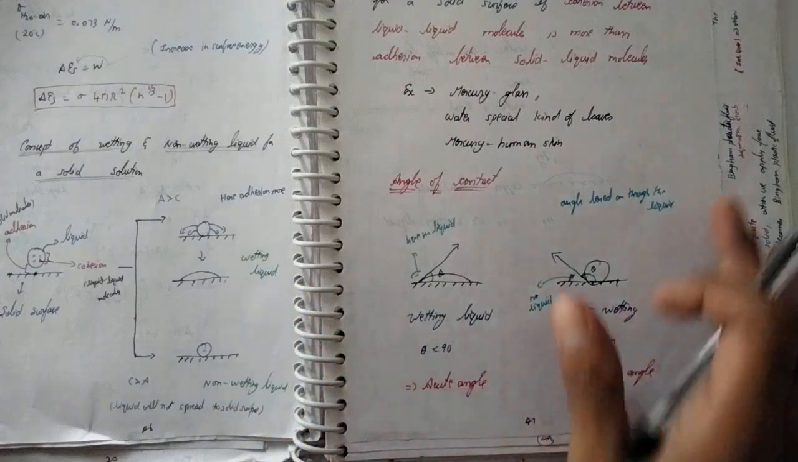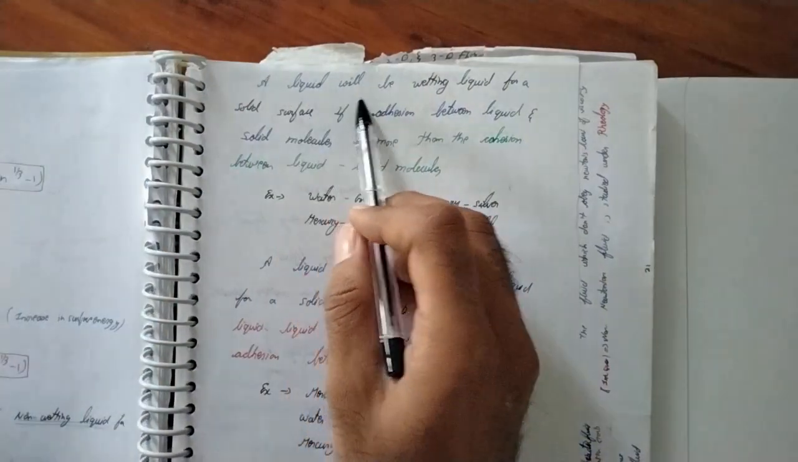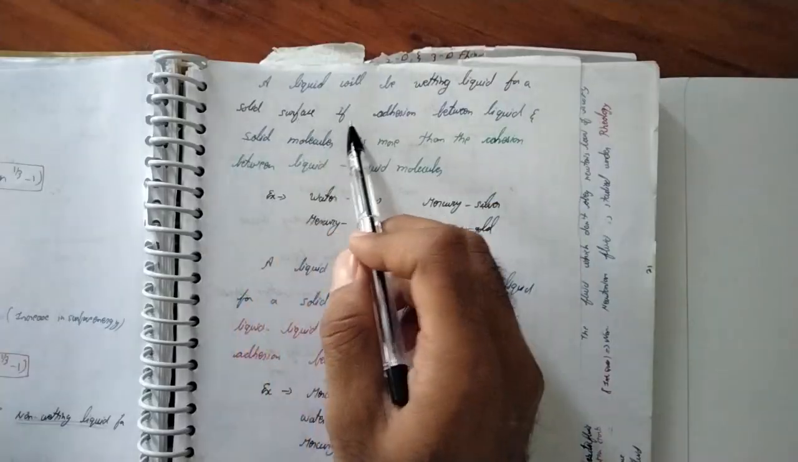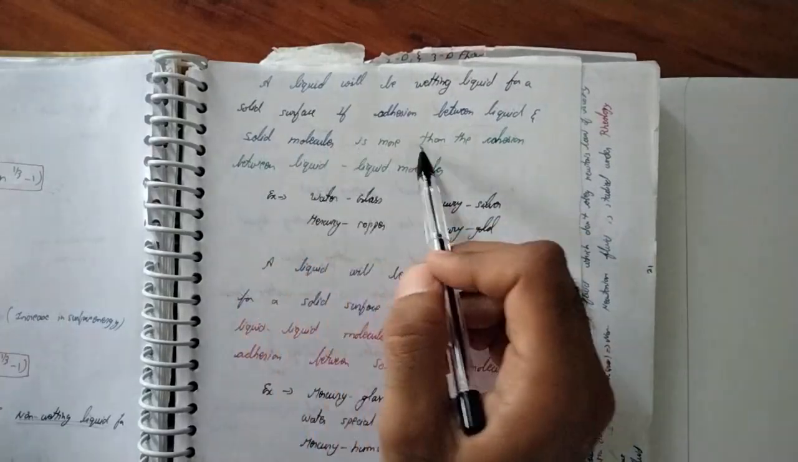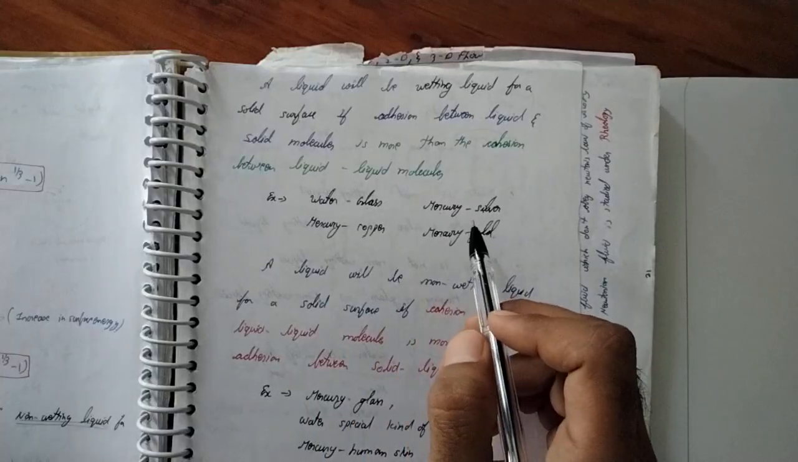So water comes in the category of wetting fluid, but we have to see each pair: water and glass, mercury and silver. A liquid will be a wetting liquid for a solid surface if the adhesion between liquid and solid molecules is more than cohesion. So water-glass, mercury-copper, mercury-silver, mercury-gold.